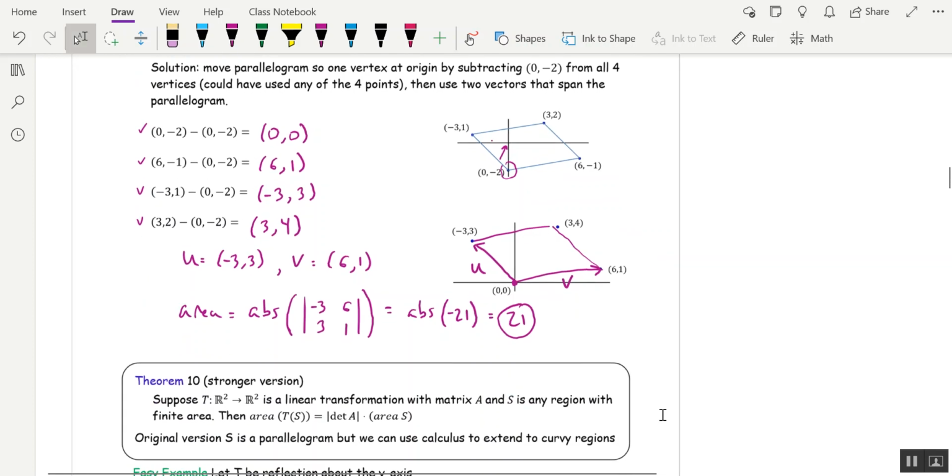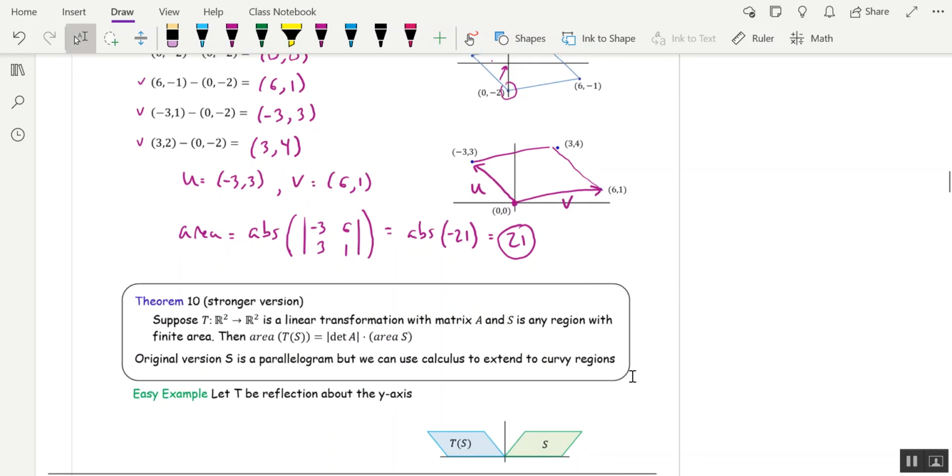Okay, theorem 10, stronger version. So we've got theorem 9. Theorem 10 talks about how to find the area of a region after a linear transformation has been applied to that region. So if we have a linear transformation and it's got matrix A, S is any region with finite area, then the area of the new region T of S is the absolute value of determinant A times the area of S.